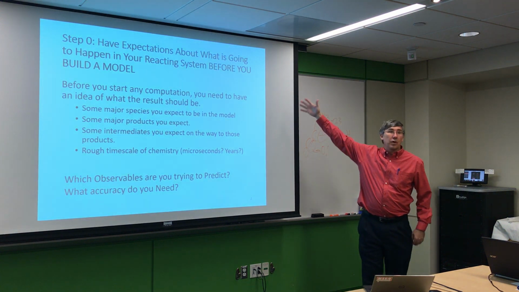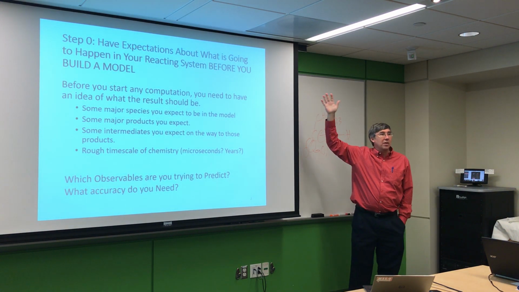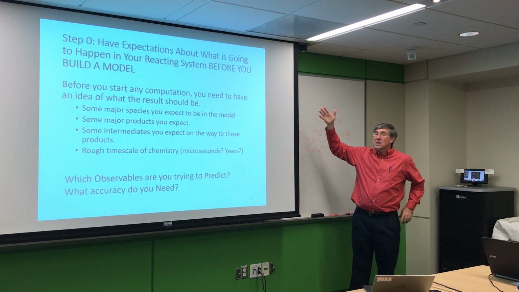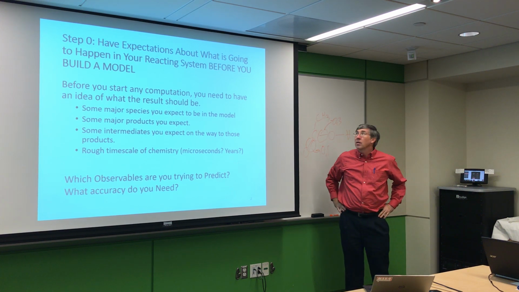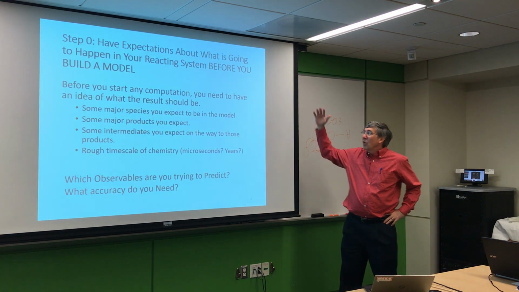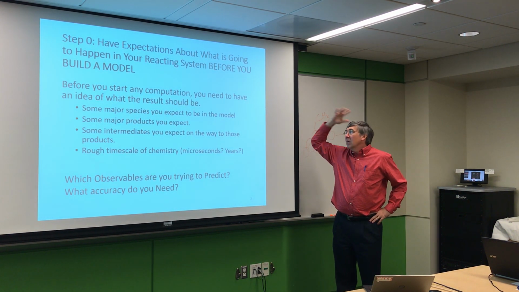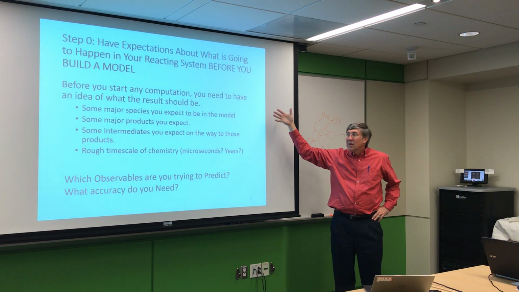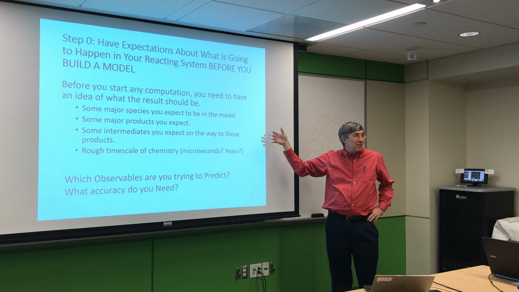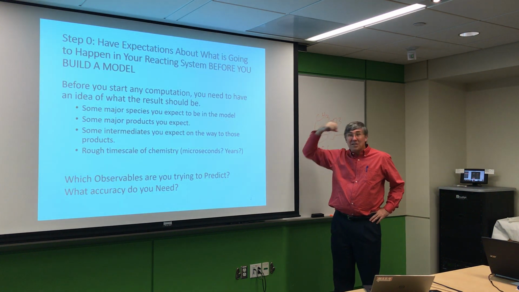So I think the most important thing actually is to start to have some expectation of what you're doing. What do you expect is really happening in the system you're trying to model before you start to build the model? You need to think of, what do you expect the result to be? What are some species you expect in the model? What are some products you expect to come out of the reactions? What intermediates do you expect to see in the model? And maybe some rough time scale.